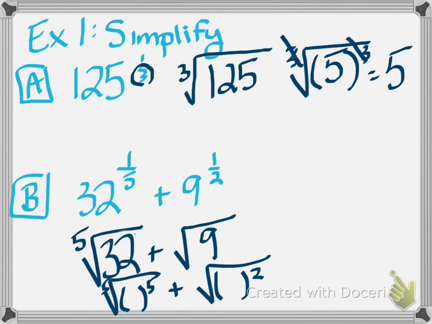Well, I'm going to start with 9 because that's the easier one to see. 3 times 3. Now I need to make 32. I'm going to start with the number 2 because that's the most common. 2 times 2 is 4, times 2 is 8, times 2 is 16, times 2 is 32, and that was 5 times. So 2 to the 5th with the 5th root makes 2, and 3 squared square rooted is 3, and 2 plus 3 is 5.